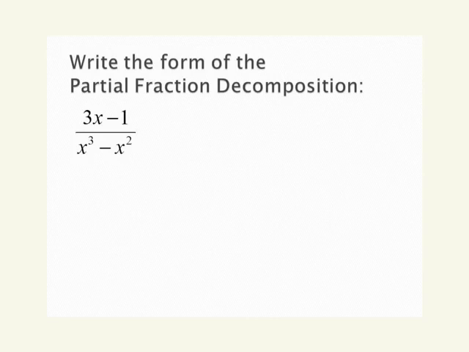So again, let's start out the same way, as always, with all of our problems that we've done so far. The very first thing that we want to do is factor that denominator. As I take a look at my two terms here, I can see that both of those contain an x squared. So we'll factor out an x squared, and that will leave us left with x minus 1. And so there's our complete factorization of this problem.